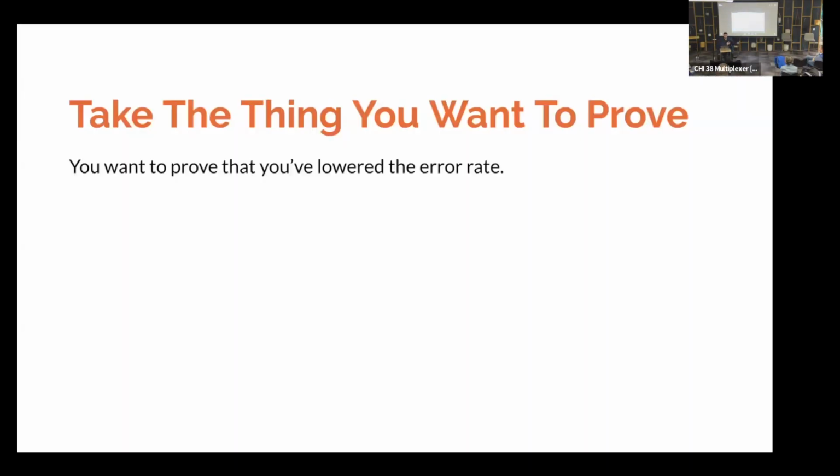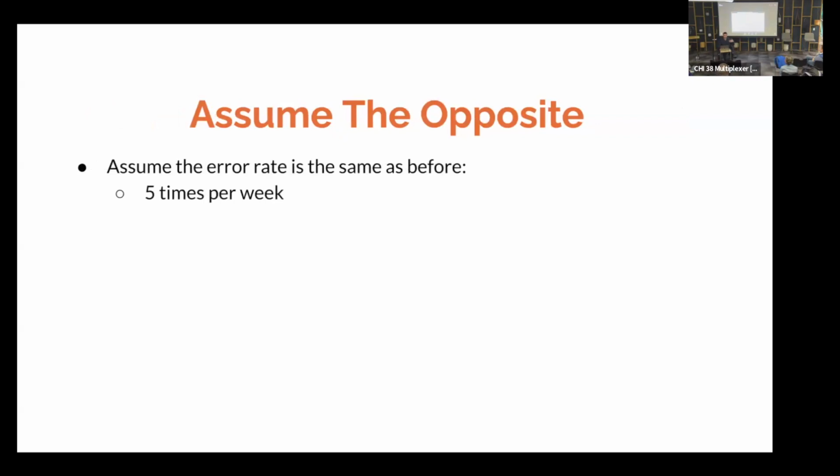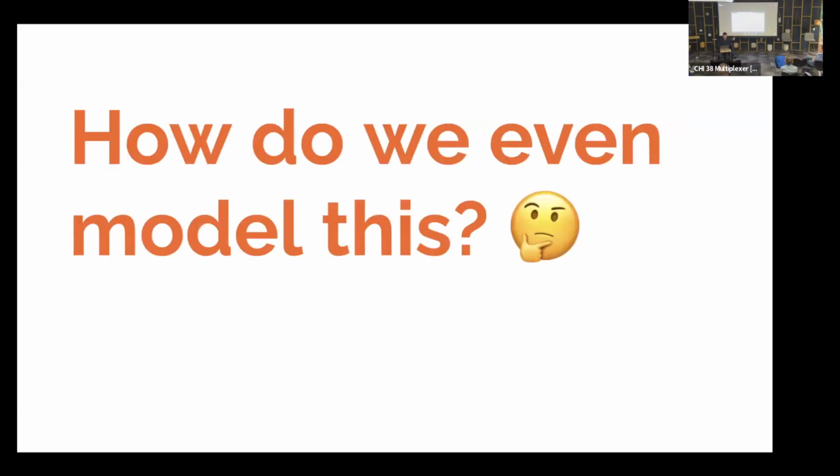And so going back to first principles, you take the thing that you want to prove. You want to prove that you've lowered the error rate. And so you assume the opposite. You assume that you've done nothing, which means you would see 5 errors per week, as before, 10 errors per 2 weeks. And so how do you model this?